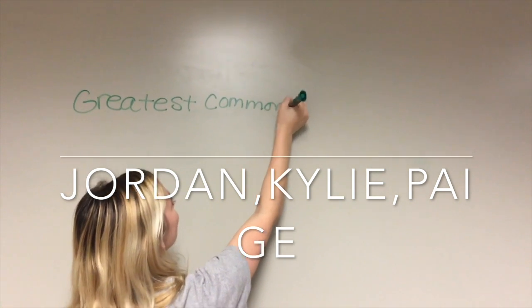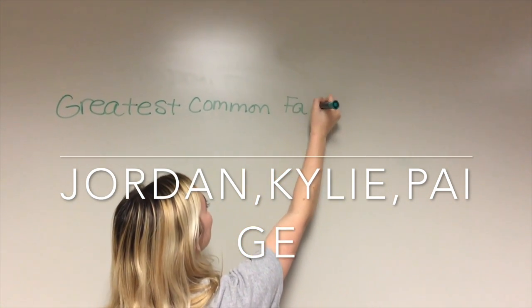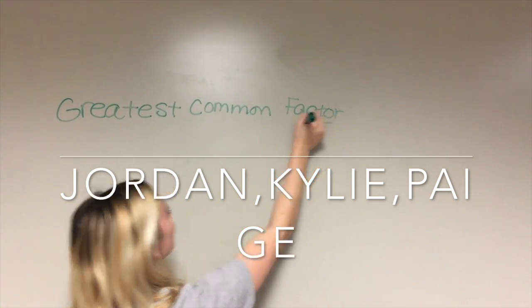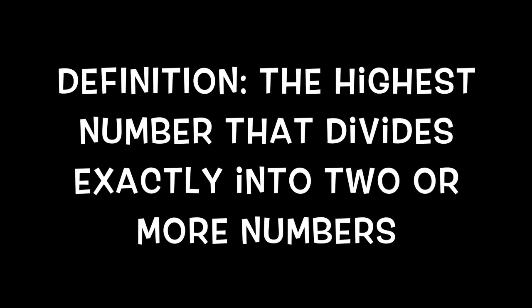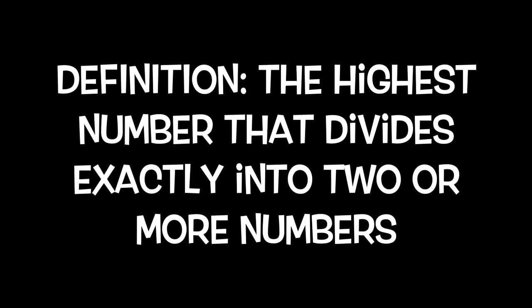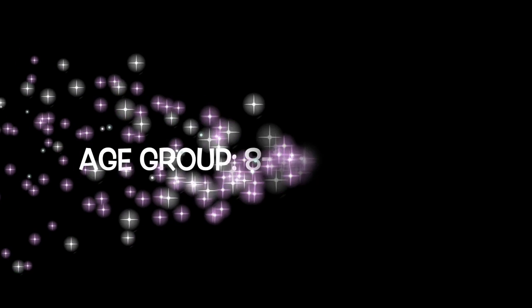Today we will be learning the greatest common factor and 3 ways to solve it. The greatest common factor is defined as the highest number that divides exactly into 2 or more numbers. We researched that GCF is commonly taught between 3rd and 7th grade. Our first 2 strategies can be used to teach any grade about GCF.